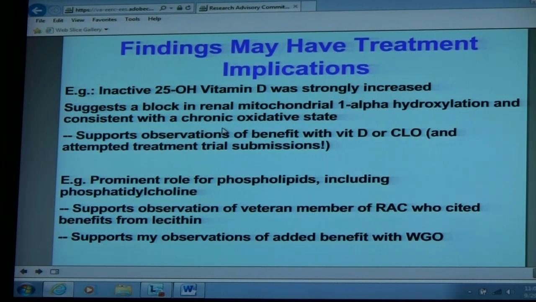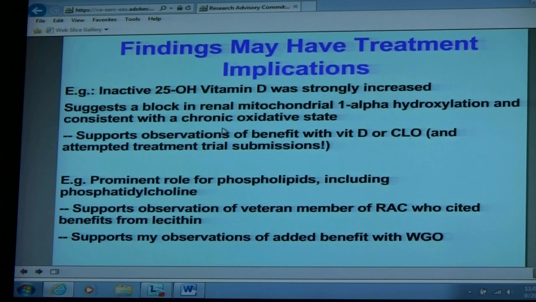And it supports my empirical observation of benefit in Gulf War veterans in my panel with cod liver oil, which is both a lipid-modifying and, very strongly, vitamin D-containing substance. And in fact, that empirical observation led me to a number of treatment trial submissions with cod liver oil. But of course, I didn't have access to these kinds of data suggesting that there were these alterations in the balance of inactive to active vitamin D at that time.